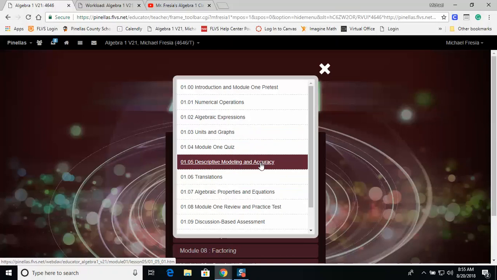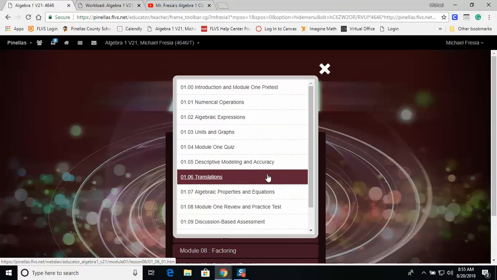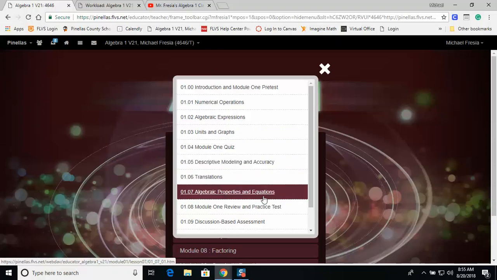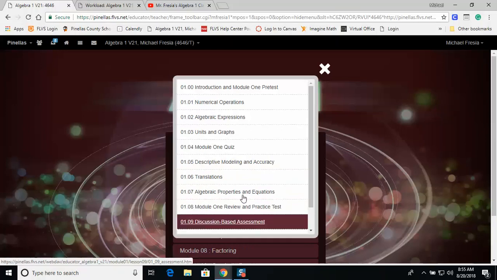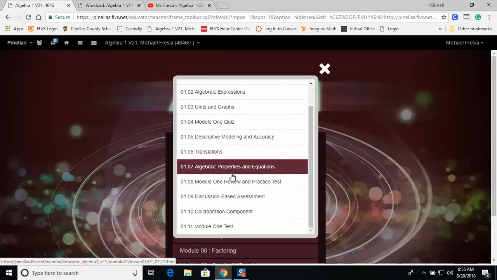And then descriptive modeling and accuracy in translations. Translations are about movement, like what is happening in our math problem. What causes things to move? We should start seeing pictures when we see math problems. And then, of course, algebraic properties. This is one that you're going to want to make sure you printed out the notes for, because there are a lot of these: the commutative, associative, distributive, transitive. There are lots of properties, and it's better to have them listed there so you can reference them.